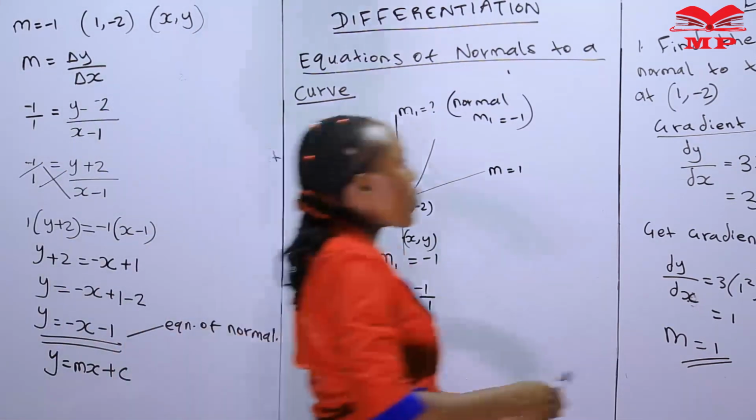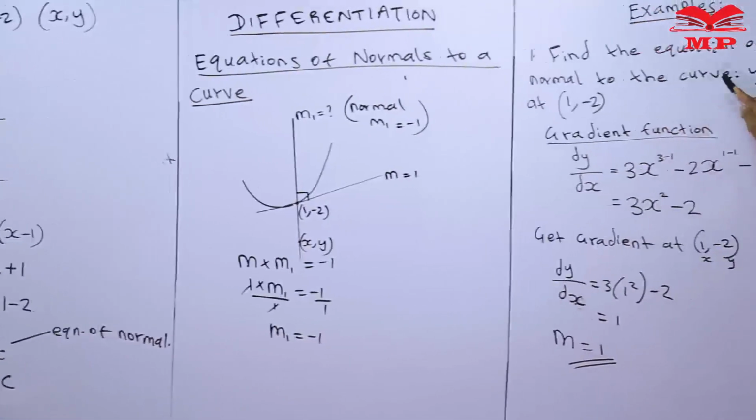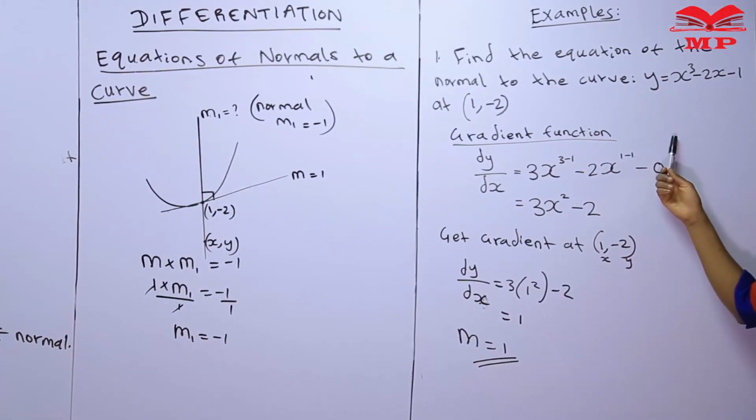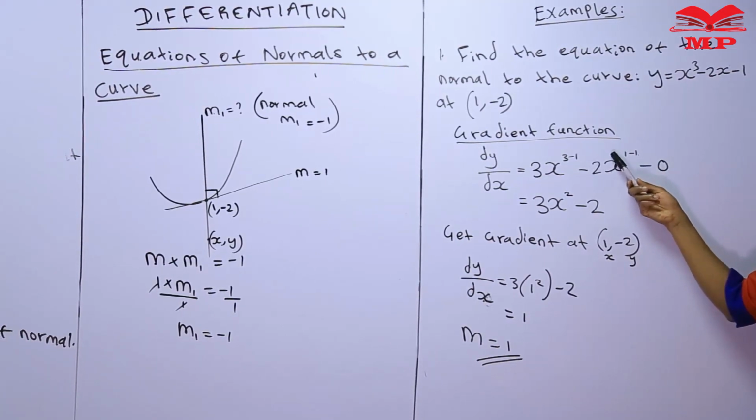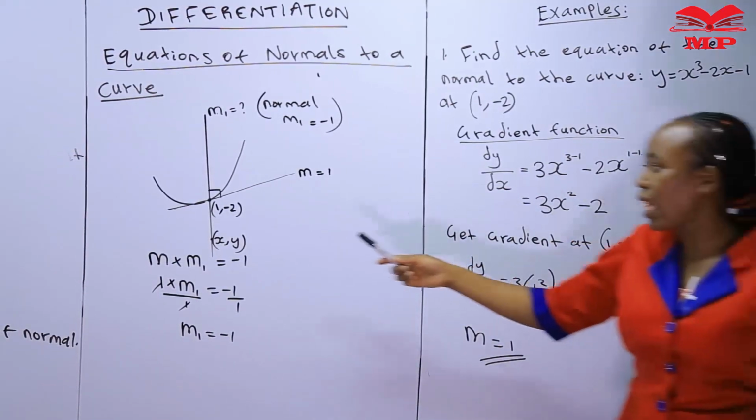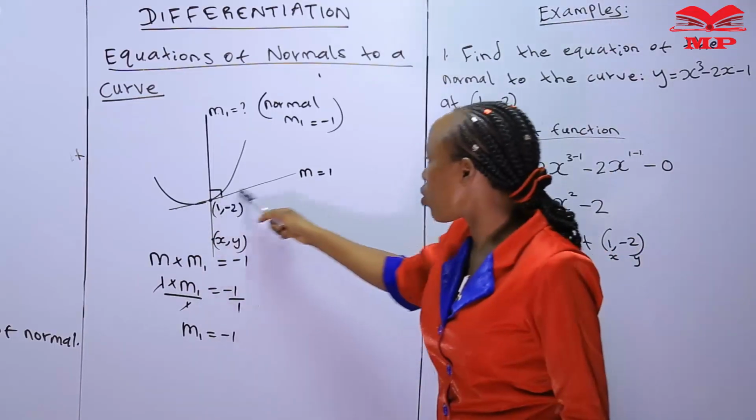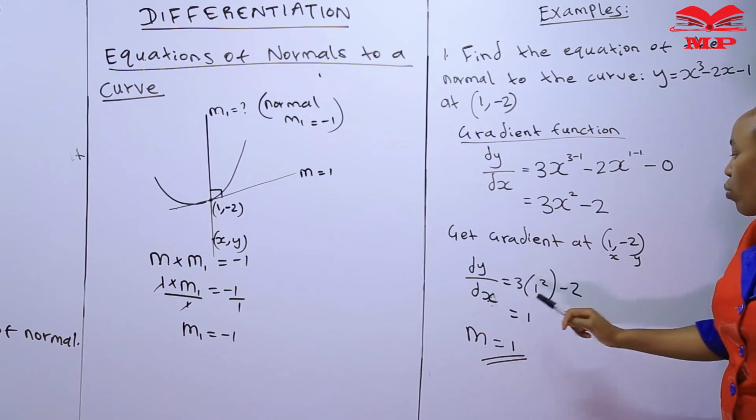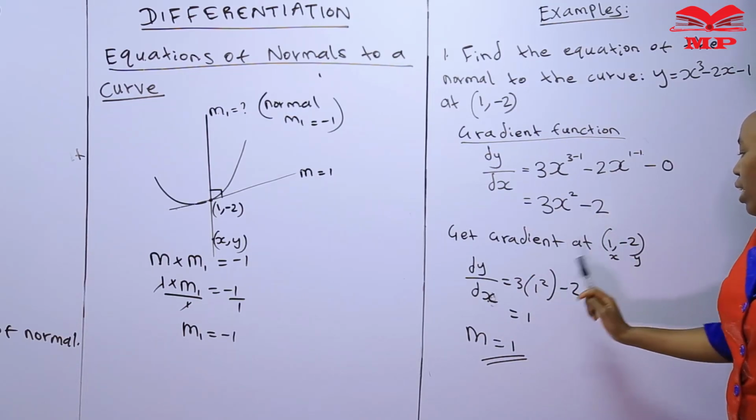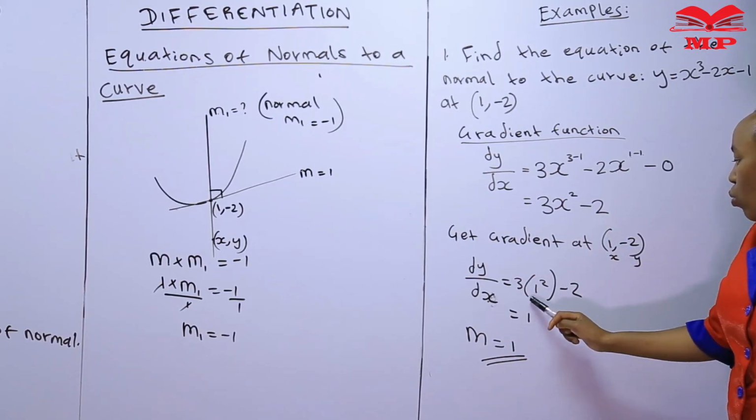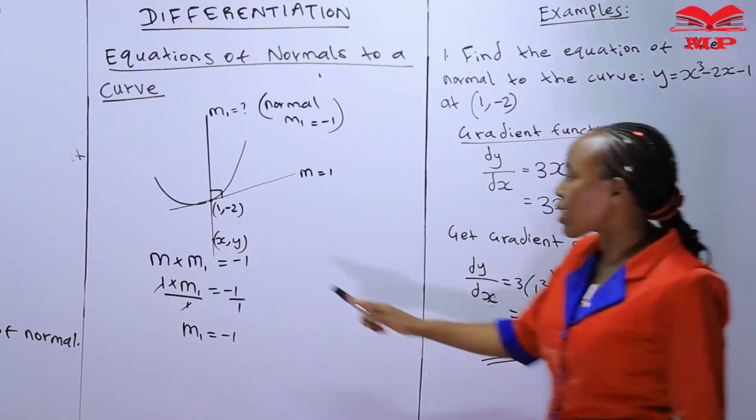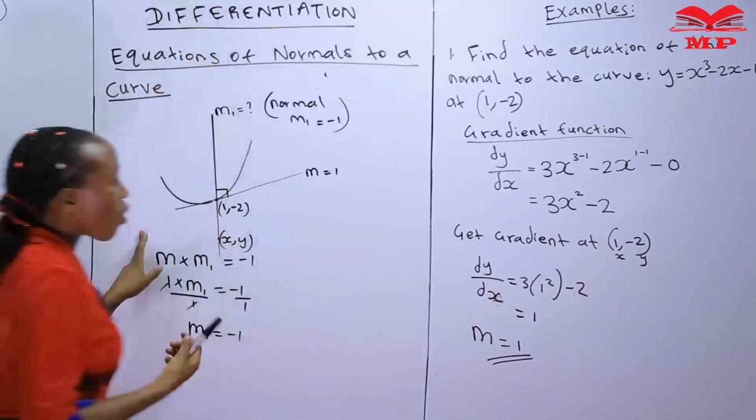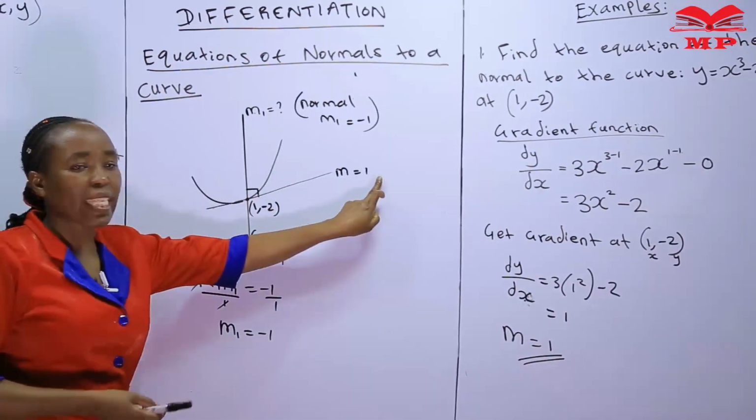So I repeat, how do we find the equation of a normal given the curve? The first thing, we get the gradient function. When we are getting the gradient function, we want to get the gradient of the tangent. We have been given the points, so we can substitute x with 1, so we get the gradient as 1. That is the gradient of the tangent. So if we had been asked to find the equation of the tangent, we would use this gradient.